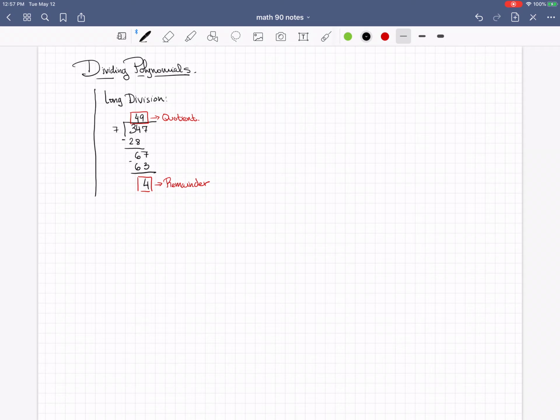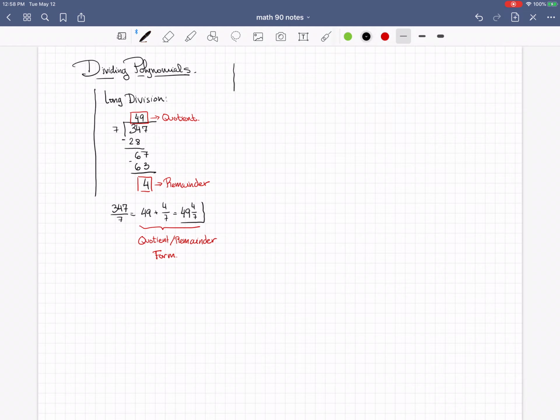So to finish this little mini example, we could even say that 347 divided by 7 is equal to 49 plus 4 over 7. And some of you might even say, oh, you can write that as a mixed number, 49 and 4/7. Okay? And what we don't really do much of, but what we're going to start doing with polynomials, is we can call this the quotient remainder form. In other words, we are specifying how many times 7 goes into 347 and what's left over.